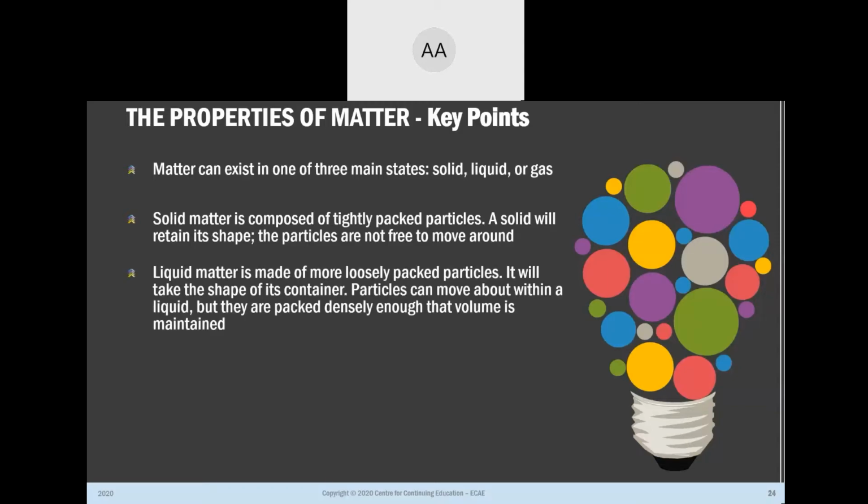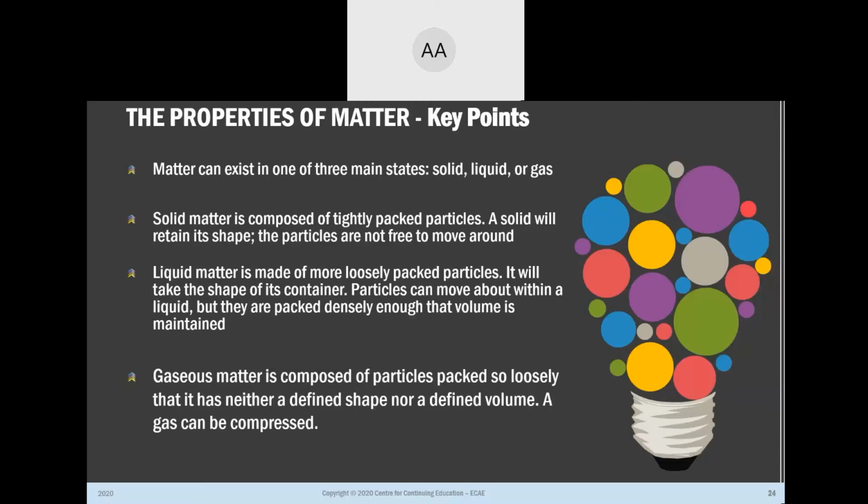We know that liquid matter is more loosely packed, takes the shape of its container. They can move about within a liquid, but they're packed densely enough that their volume is maintained. We then have gaseous matter, where the particles are so loosely attached that it has neither a defined shape nor defined volume. And gases, of course, can be compressed.